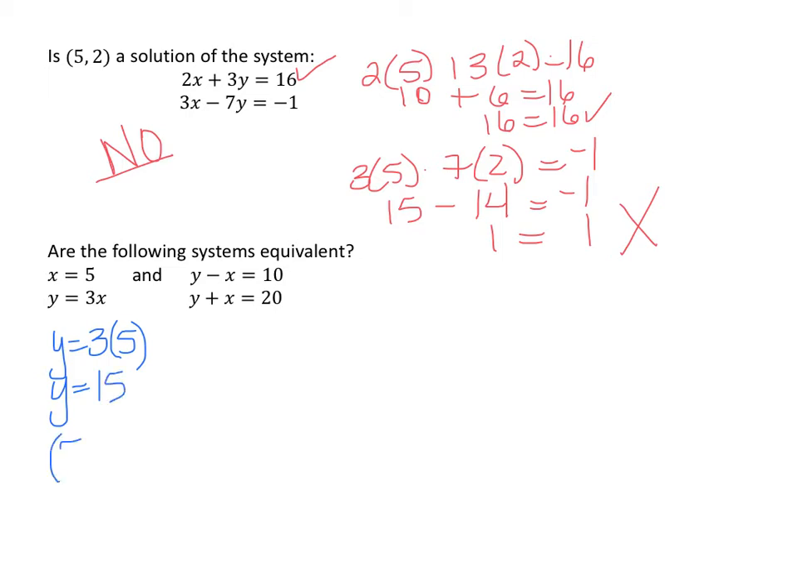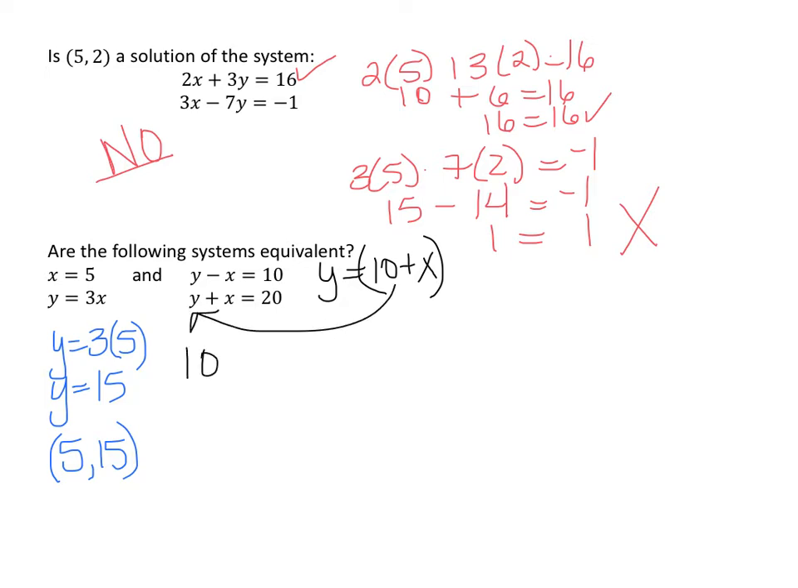So the solution to this system is 5, 15. On the second system, I'll have to do a little bit more. I think for this one what I'll do is I will add x to both sides of the first equation, and I'll get y is equal to 10 plus x. Then I'll substitute this information in for y here. So that's 10 plus x plus x equals 20. So that's 10 plus 2x.